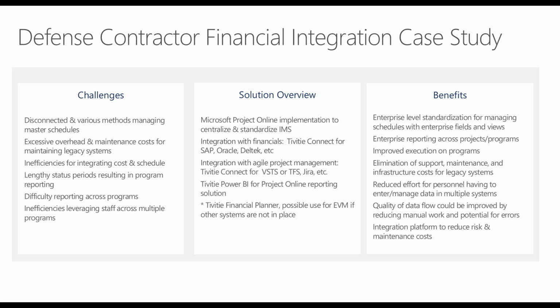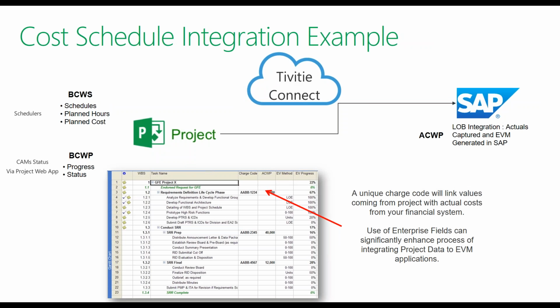So for this slide, Jim, this will just give you a quick overview of how the cost schedule integration could occur in this scenario. Obviously, each organization is unique, but this is just a very basic way that you could easily connect your cost and schedule by incorporating your plan with your BCWS, your progress with your BCWP, and then pushing that information into SAP or an Oracle or a Deltek for your line of business integration with your actuals. And then that would basically generate your earned value metrics.